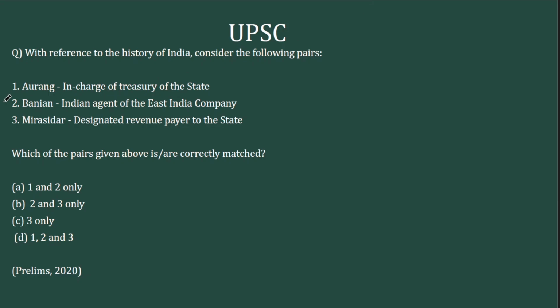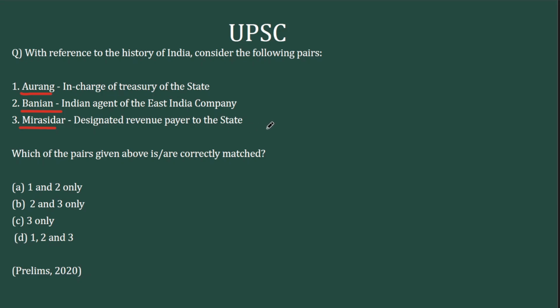Now coming to the terms, we have three terms here: Aurang, Banian and Mirasidar. It's presented as a match the following. Aurang is given as in charge of treasury of the state. Banian, Indian agent of East India Company. Mirasidar, designated revenue payer of the state.